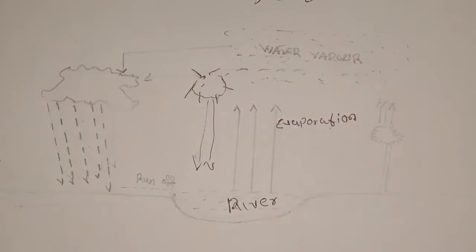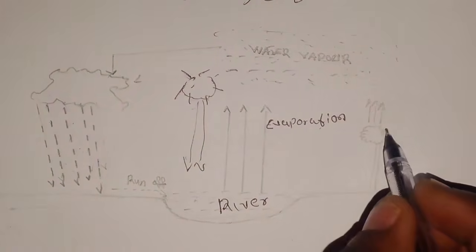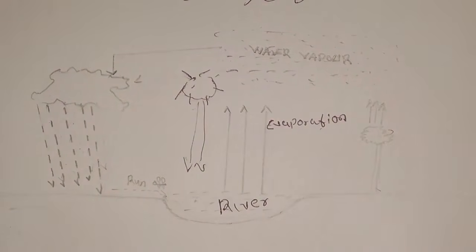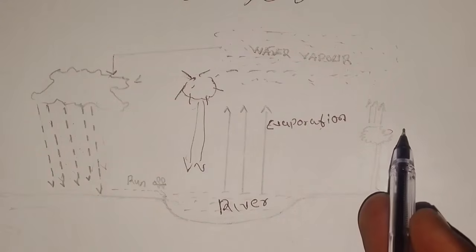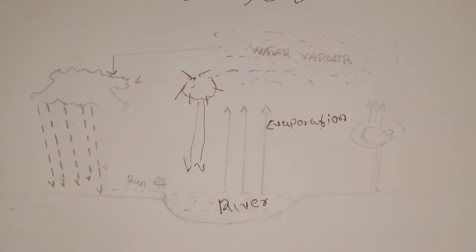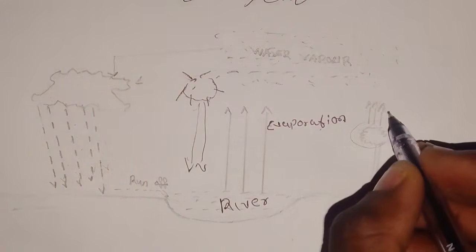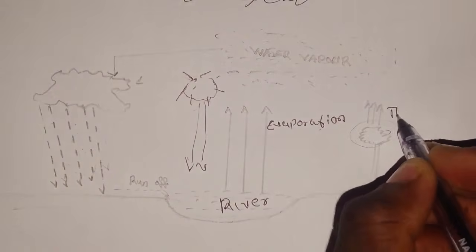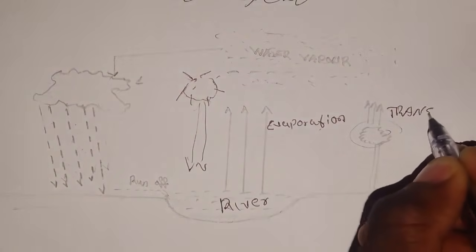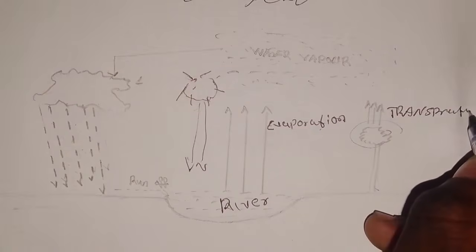Okay, and this is a tree showing how the tree loses water into the atmosphere. So as we say, the plants do sweat too. So especially in the morning, the plants lose water into the atmosphere, and this process is what we are referring to as transpiration.